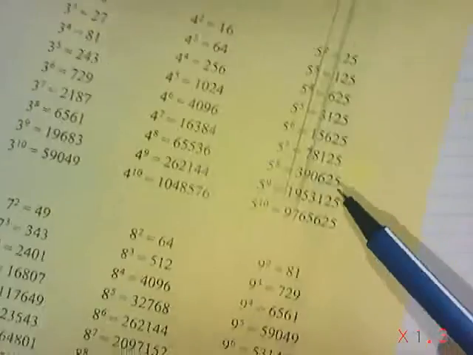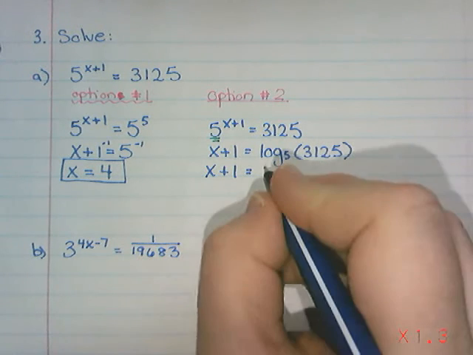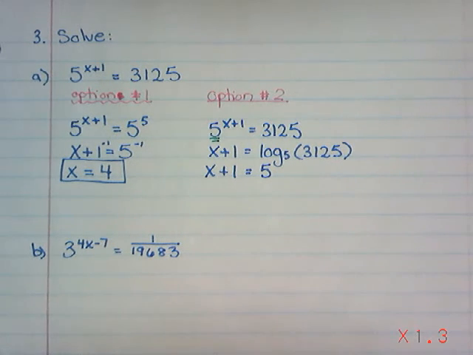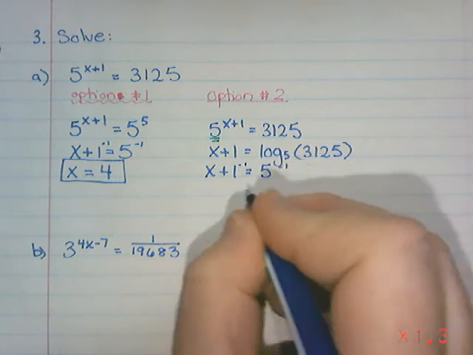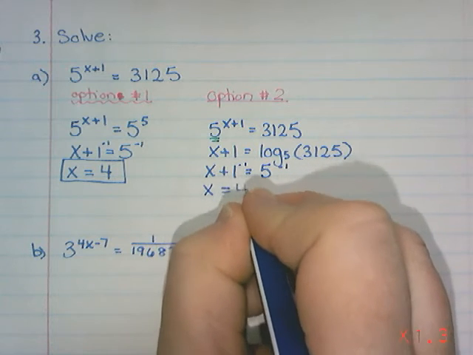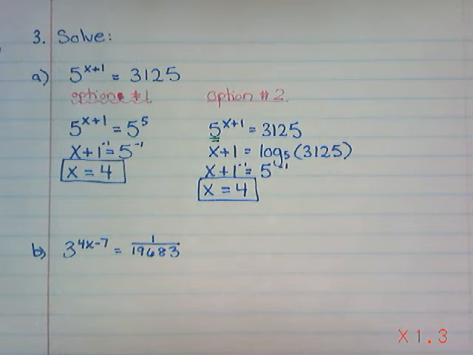I would use my power sheet to help me with that. So 3,125 is 5 to the power of 5. So I could say this is log base 5 of 5 to the 5, or I could just say it's 5, right? 5 to the 5 is 3,125. And then I would subtract 1 from both sides and get x equals 4. There is a third option where you can take the log of both sides, and if that's a method that you've learned and like, you're welcome to do that. But these are usually the two methods that I tend to use.